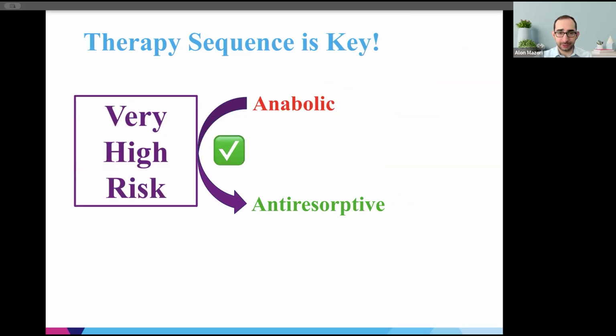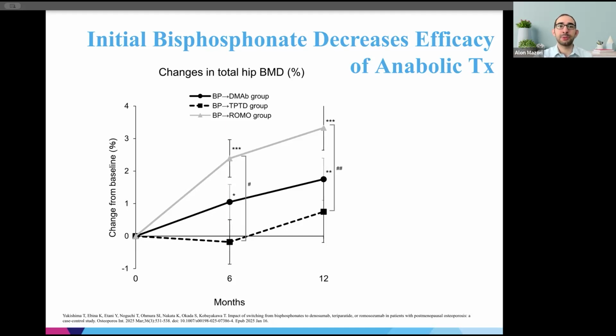Therapy sequence is key. This is one of the most important points I can make. If the patient has very high-risk osteoporosis, then we want to first start with anabolic therapy and then stabilize or lock in the gains with anti-resorptive therapy. We do not want to first start with anti-resorptive therapy and then use anabolic therapy. The reason for this is that initial bisphosphonate therapy decreases the efficacy of subsequent anabolic therapy.